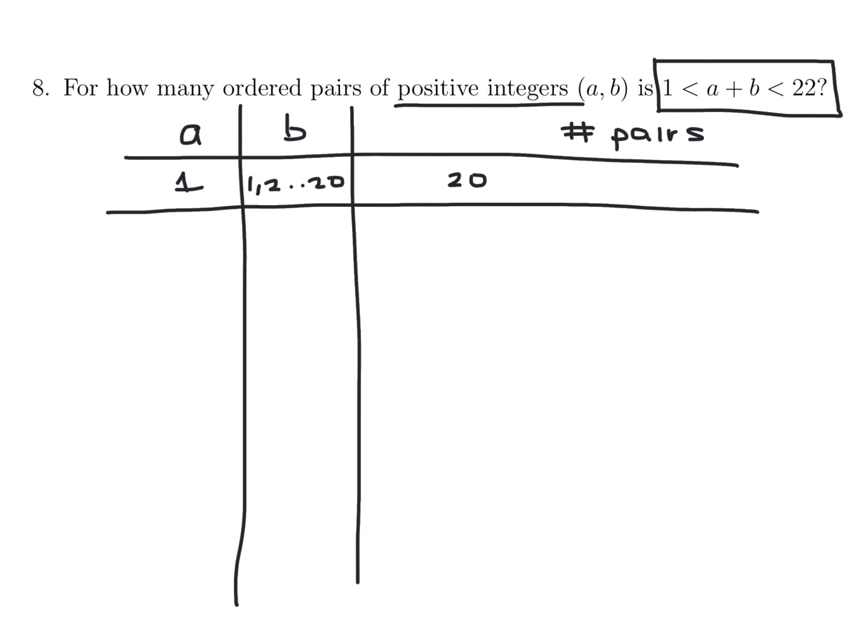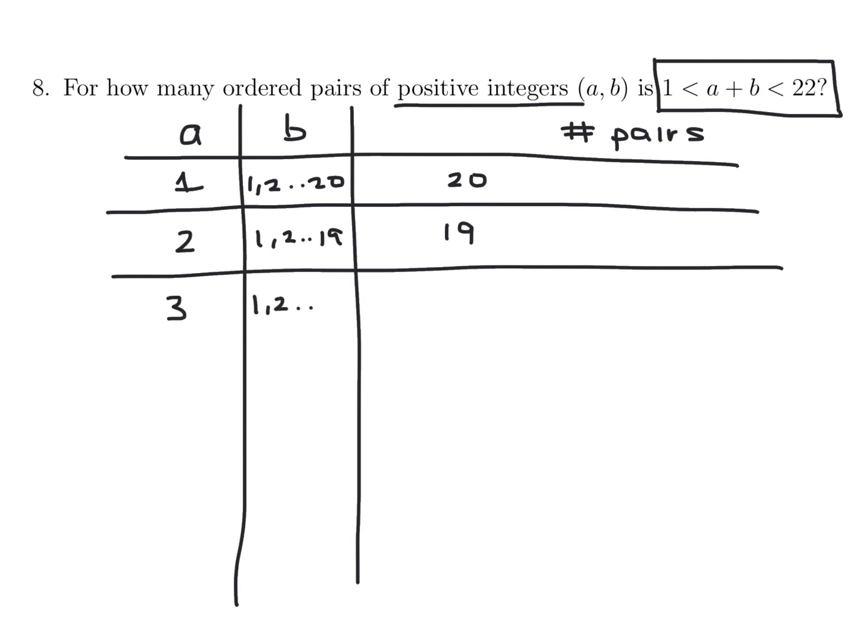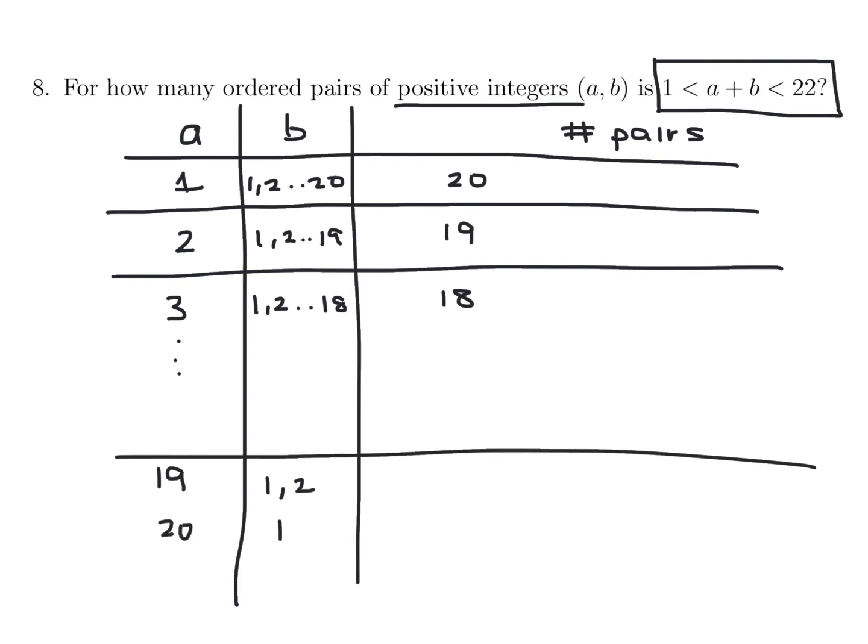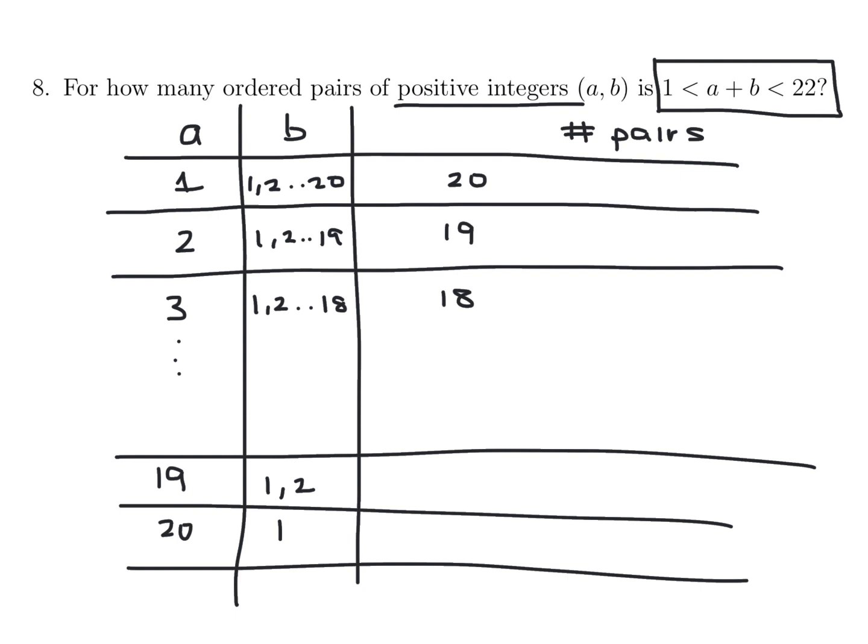I think we just have to keep doing this. If A is 2, then B can be 1, 2, all the way up to 19, and that gives me 19 pairs. Then if A is 3, you get 1, 2, all the way up to 18, so 18 pairs. And I think you get the point. If I go all the way down to 19, it'll be 1 and 2 for B. And if I go to 20, the only value is 1. So this is 2 and this is 1.